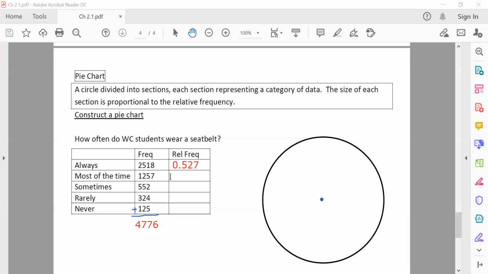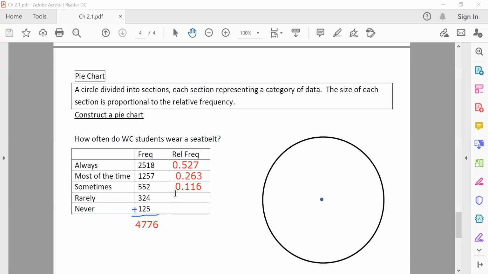So the next one here, we're going to do 1,257 divided by 4,776. You can follow along with me and do these calculations yourself: 0.263. So a little over 25% of students answered that way. Next up, sometimes: 552 divided by 4,776. About 11.6% of students, or I'm sorry, we're not doing percent, we're doing decimal form, so 0.116.